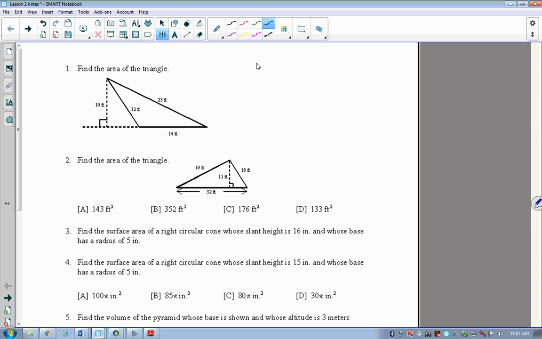This works on the same principle, right? Michael, what's the base of that triangle? 32. What's the height of it? 11. So we're going to take 32 times 11 and then do what with it? Divide it by 2, because we want the area. So what's 32 times 11?